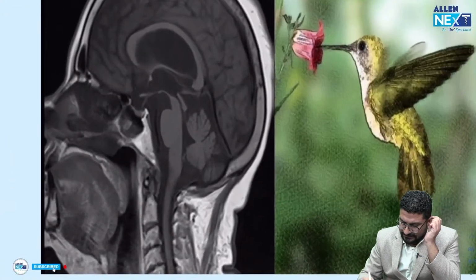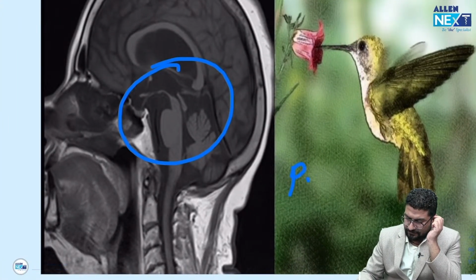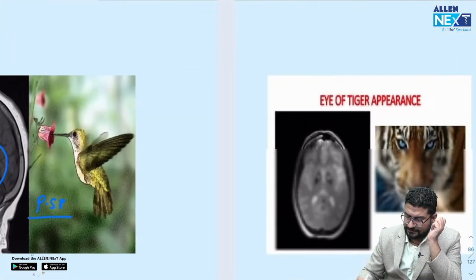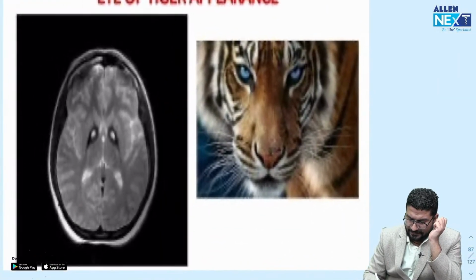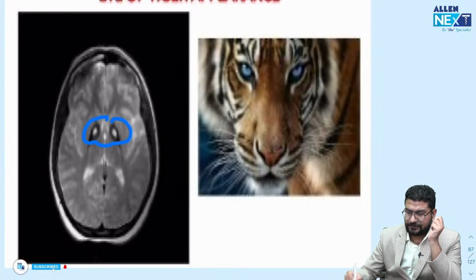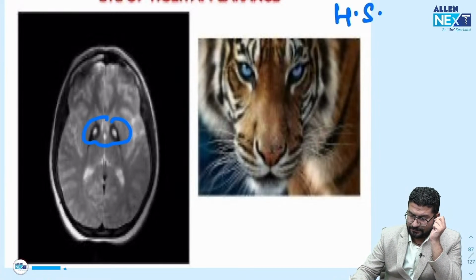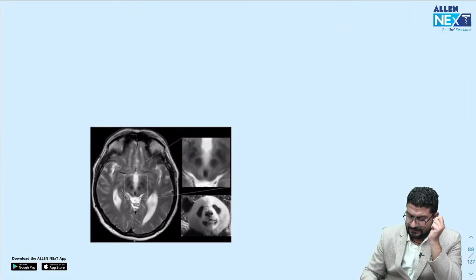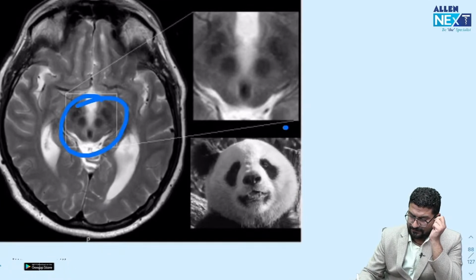We call this hummingbird sign. Hummingbird sign we see in a patient of PSP, progressive supranuclear palsy. Eye of the tiger appearance, understand. This is a case of secondary Parkinson. We call this Hallervorden-Spatz syndrome. Then sometimes you can see this panda sign, face of the giant panda, we see in a patient of Wilson disease.